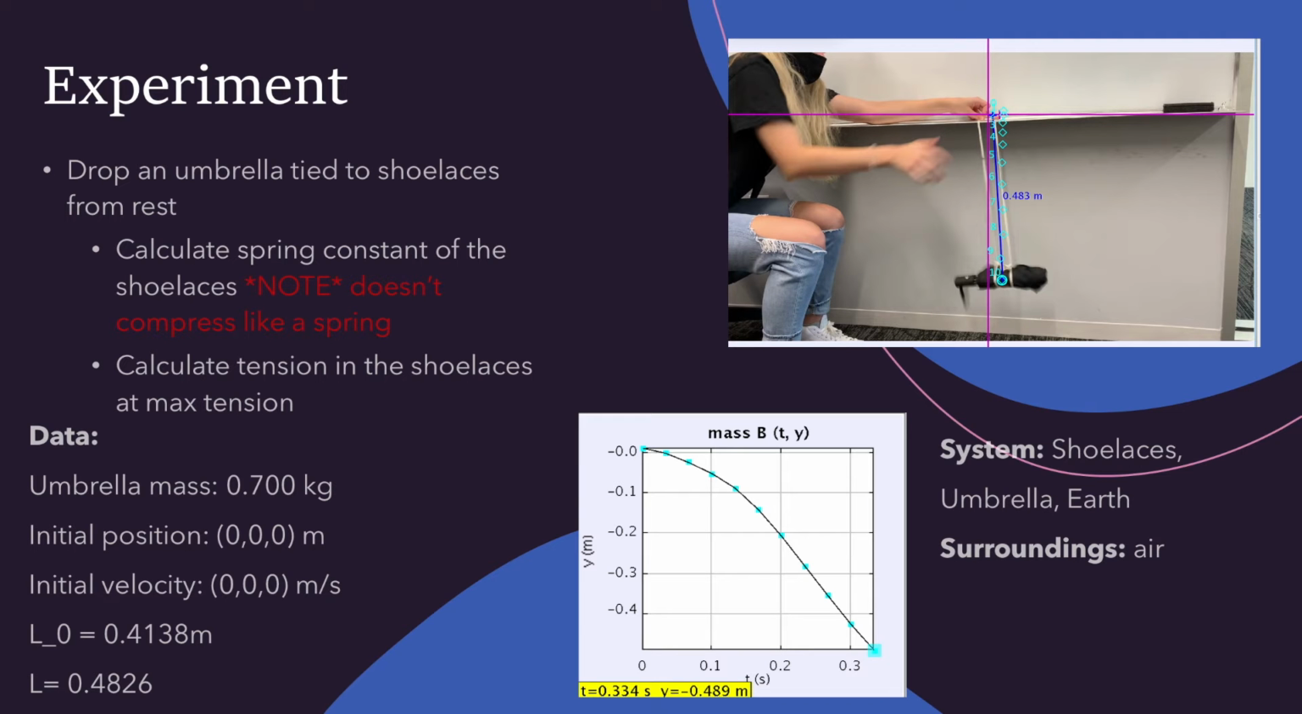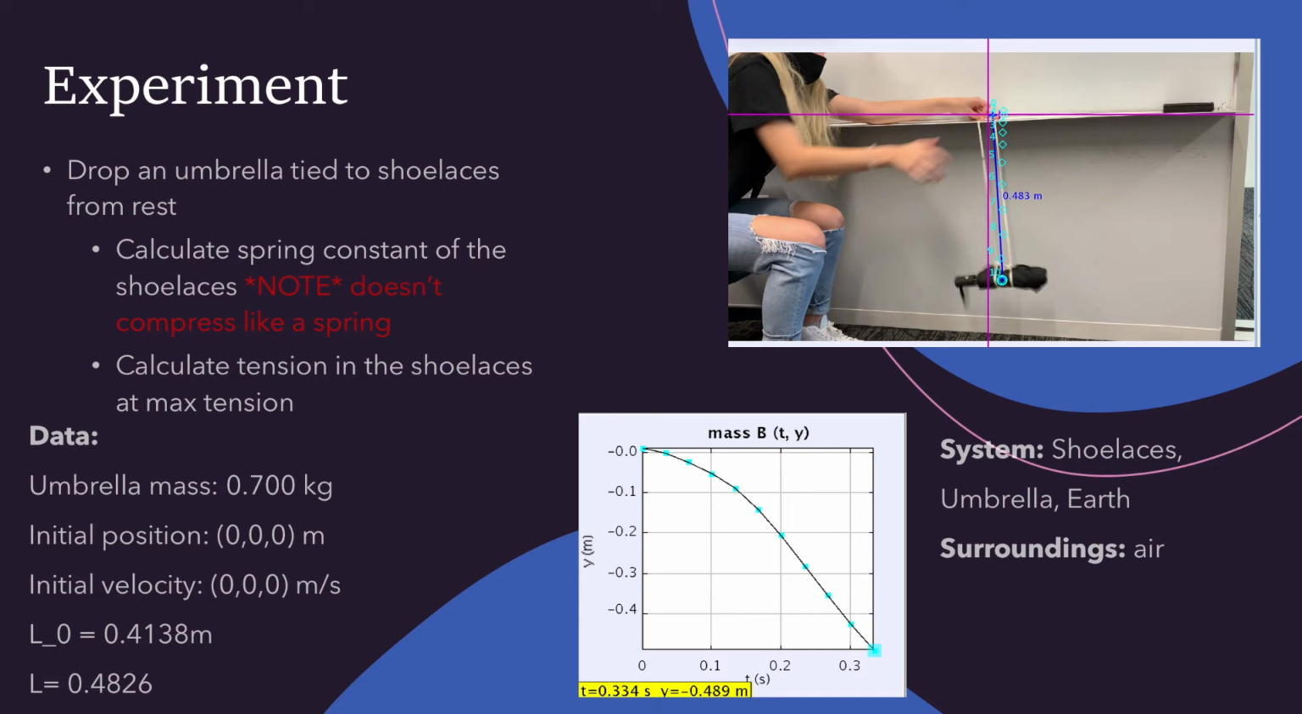For the experiment itself, I dropped the umbrella tied to the shoelaces, which, as you can imagine, probably has some notable drag force on it due to the length and surface area of the object that I did not account for. I analyzed the video in Tracker by establishing the axis and the fully stretched length that I measured to be 19 inches or approximately 0.4826 meters.